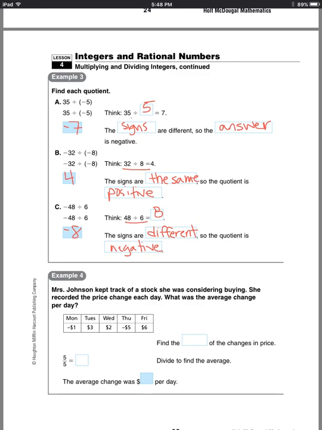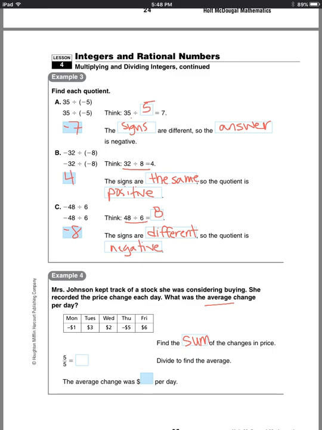Mrs. Johnson kept track of a stock she was considering buying. She recorded the price change each day. What was the average change per day? So on Monday it was -1, Tuesday it was +3, Wednesday it was +2, Thursday it was -5, and Friday it was +6. So the first thing we're going to do is find the sum, which is the answer to an addition problem, and then we're going to divide to find the average. Because it says what was the average change, and to find the average we add all our numbers and then divide by the number of numbers.